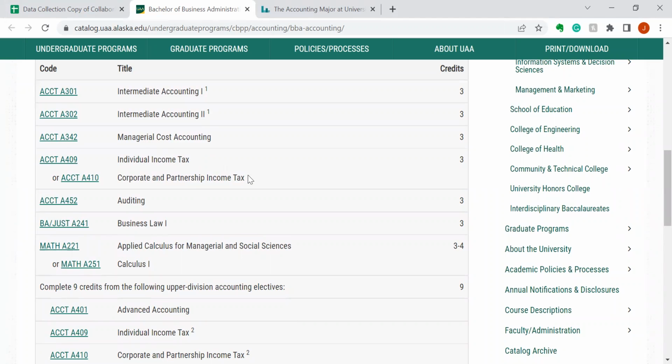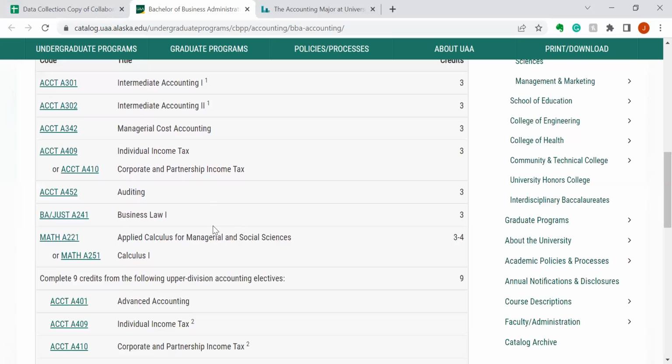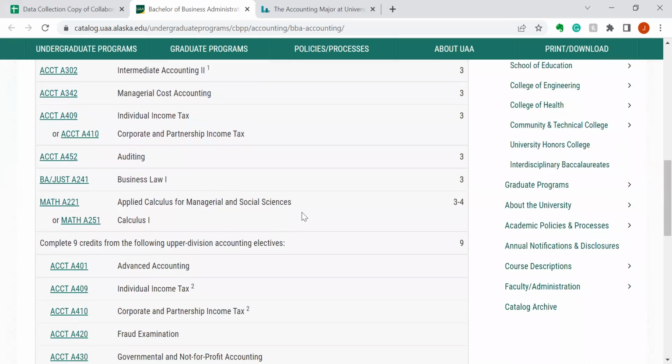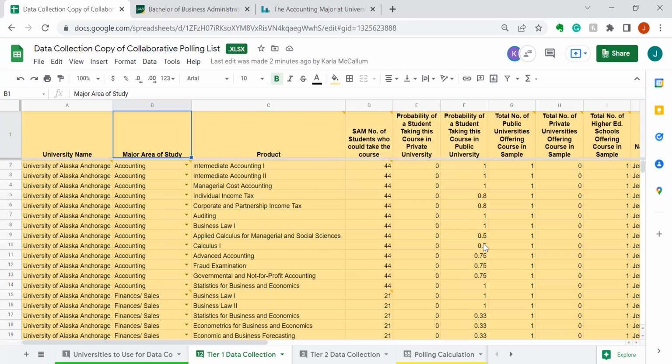For example, I feel like this is actually a pretty good one to work on because it did kind of throw a monkey wrench in, the fact that it had these show up twice, the individual income tax versus corporate income tax. So for example, if it was just this and it would show up, it would be 0.5. Like for example, in this, the applied calculus for managerial and social science, calculus 1, this doesn't show up anywhere else on the list. And they can take one of these two options, so 1/2, so 0.5. That's how I got these two numbers right here.